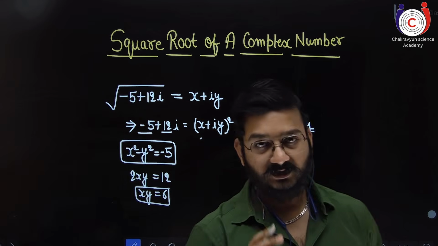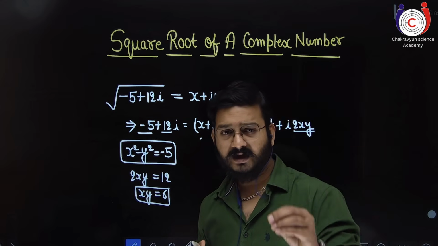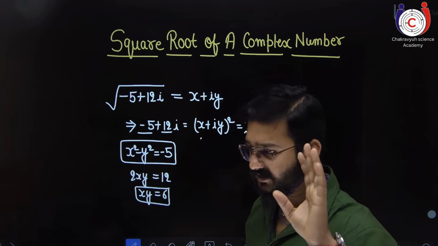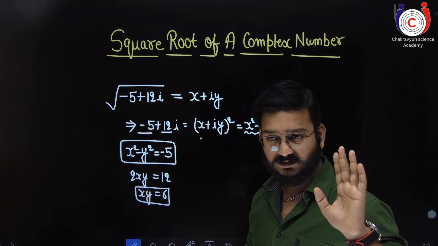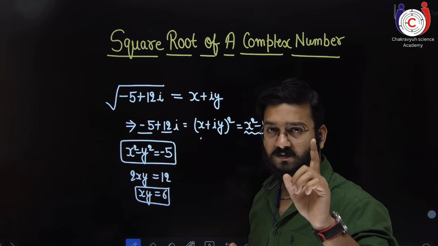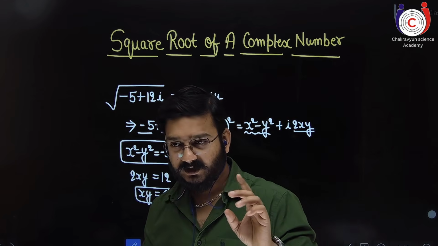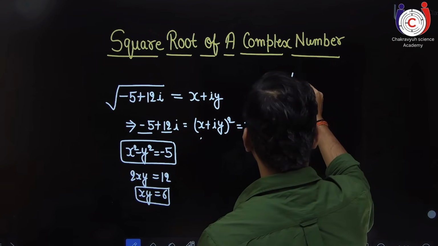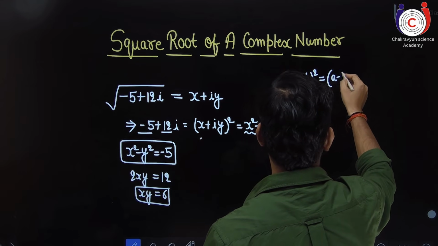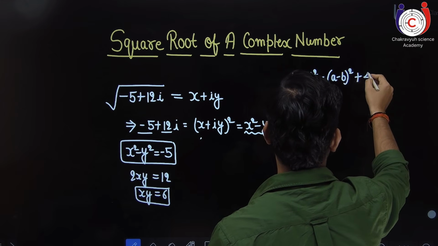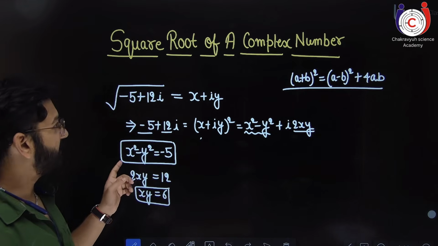Now, the next step is that I have x square minus y square. With the help of algebraic identities, I need to somehow find out what is x square plus y square. So if you remember your grade 9th and 10th identities, you studied that a plus b whole square is equal to what? a minus b whole square plus 4ab. This is the identity.